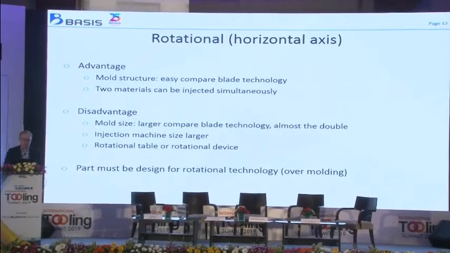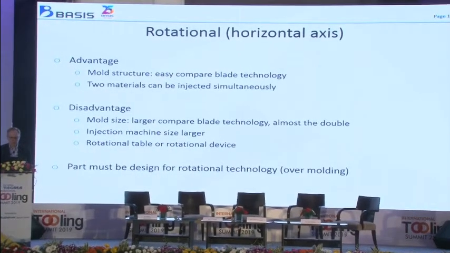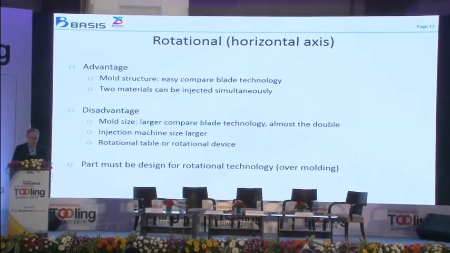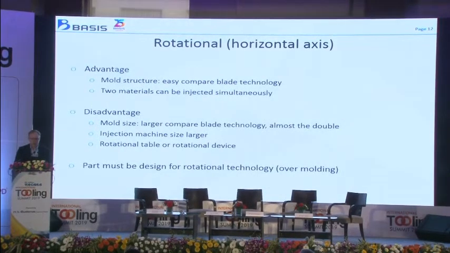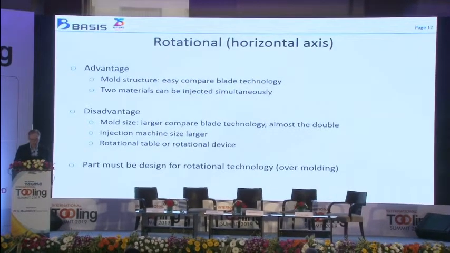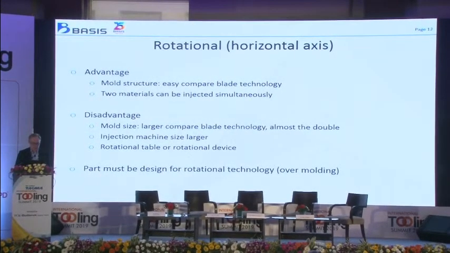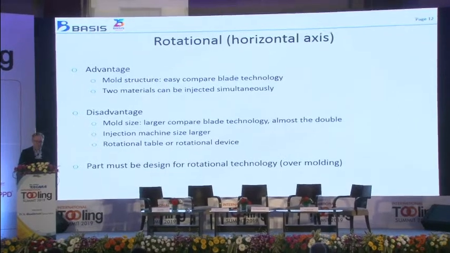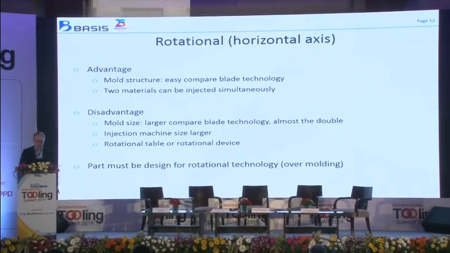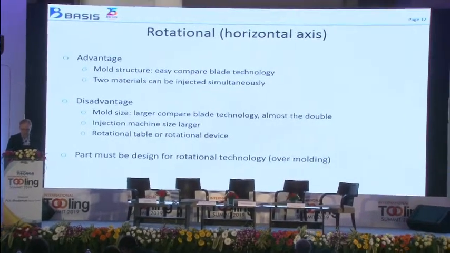Advantage: the mold structure is easy compared to blade technology. We have no blade, we have no slider. Two materials can be injected at the same time. Disadvantage: the mold size is bigger compared to blade technology, almost double. The injection machine is also bigger, and a rotational table or a rotational device is required. The part must be designed for rotational technology or overmolding.